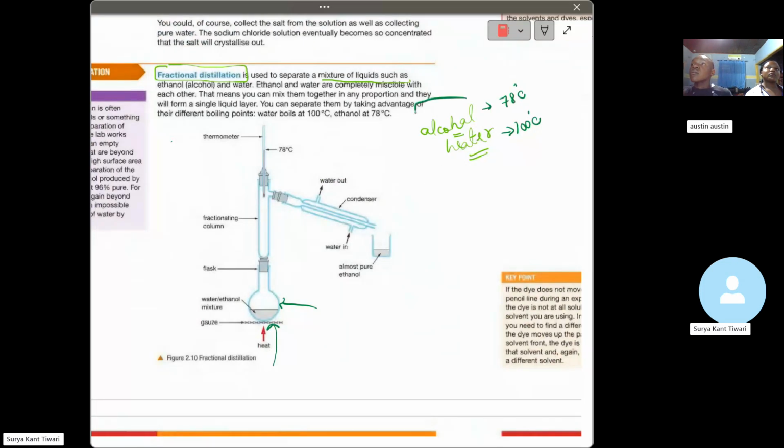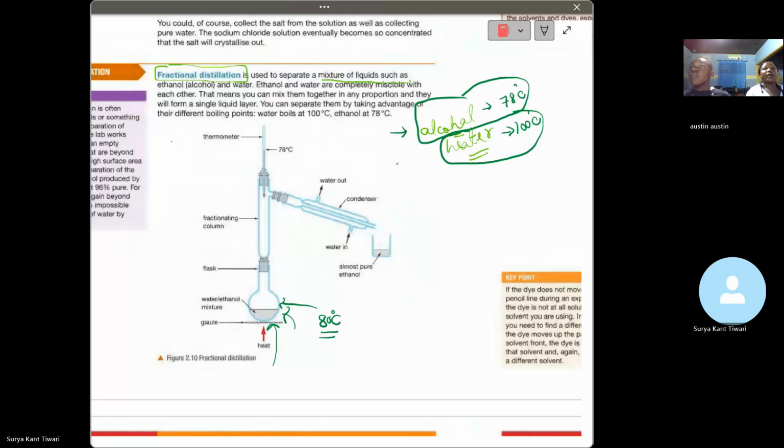Which one will evaporate first out of the two, alcohol and water? Alcohol, sir. Yes, because its boiling point is lower, right? If I heat this mixture only till 80 degrees Celsius, water will not boil, but only the alcohol will boil, right? Yes, sir. Okay. So you know what will happen?